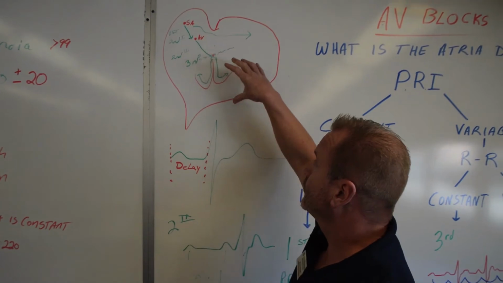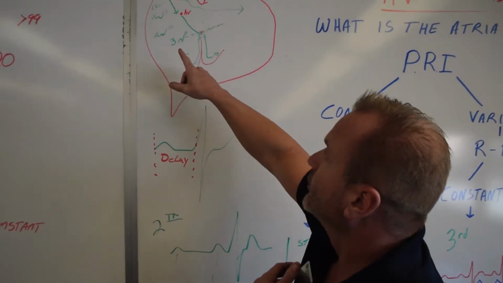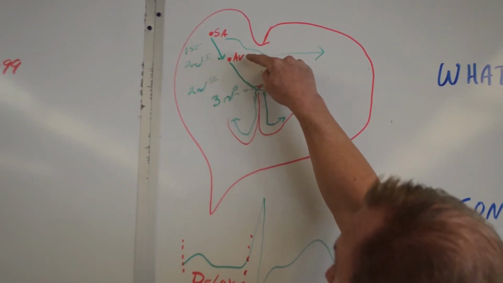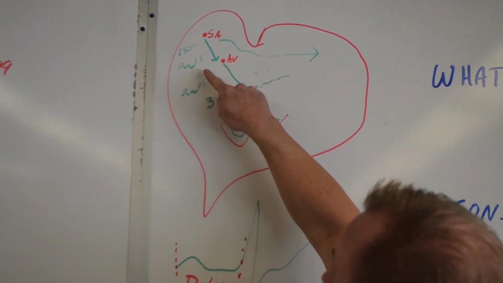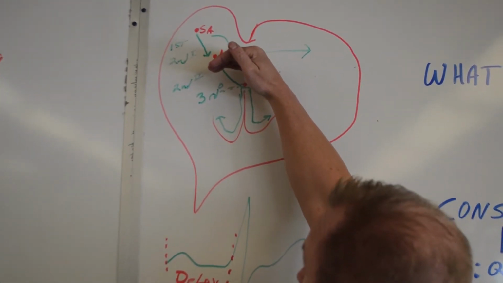So coming back over to our expert drawing of our heart, because this is what a heart really looks like, right? So our first degree usually starts up and it's just a block between the SA and the AV node right here. Our second degree type 1, you can kind of mentally think about it. The block is a little bit more significant, all right?